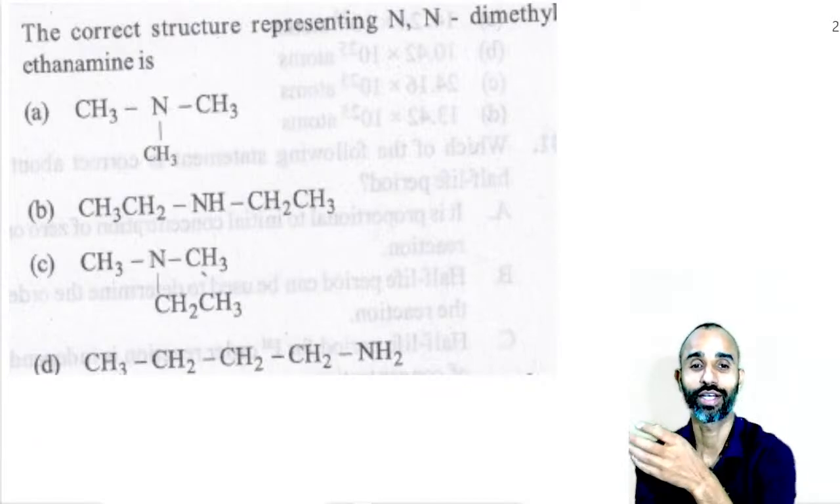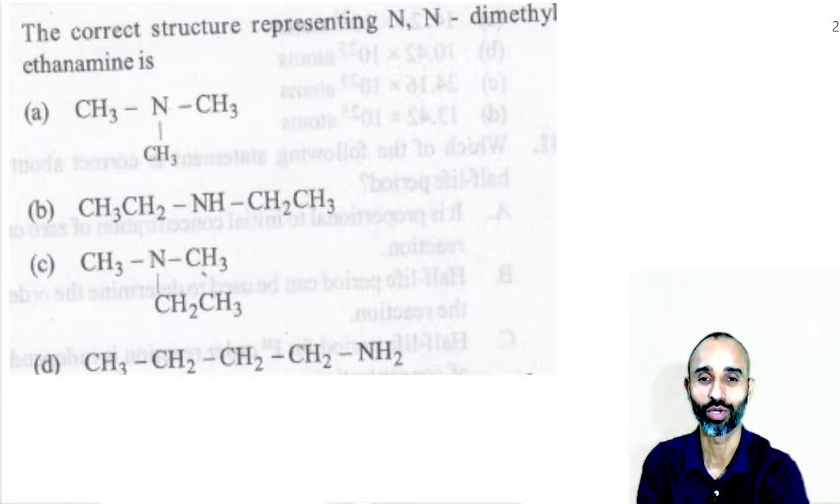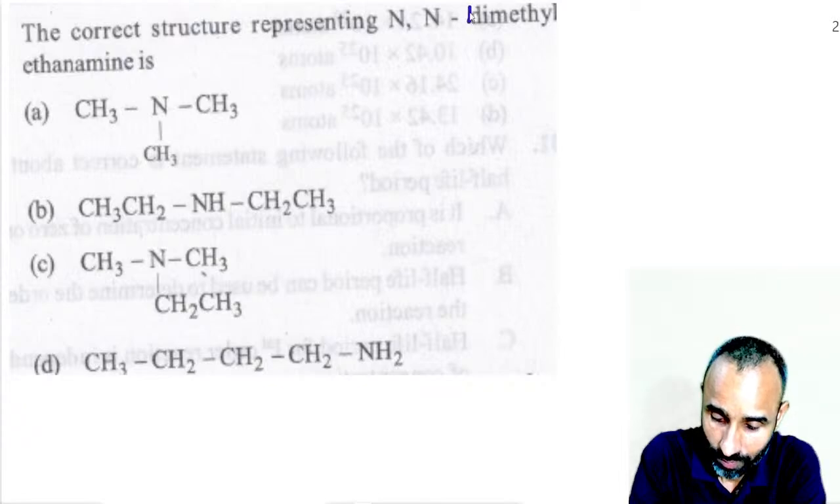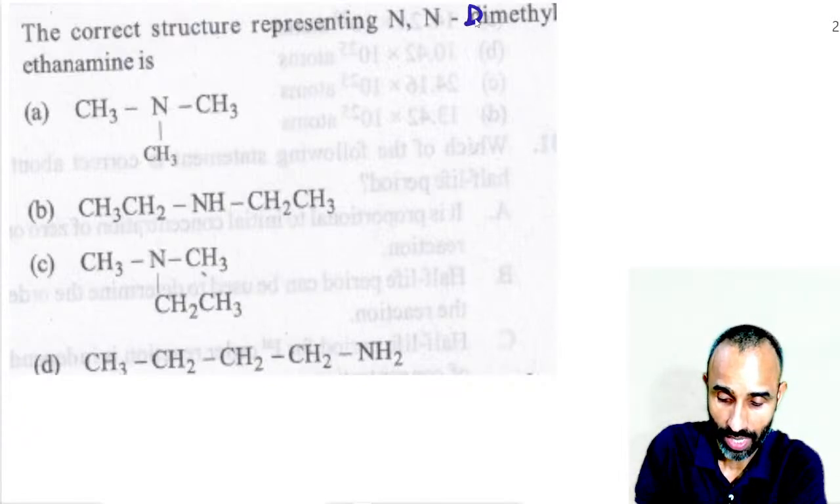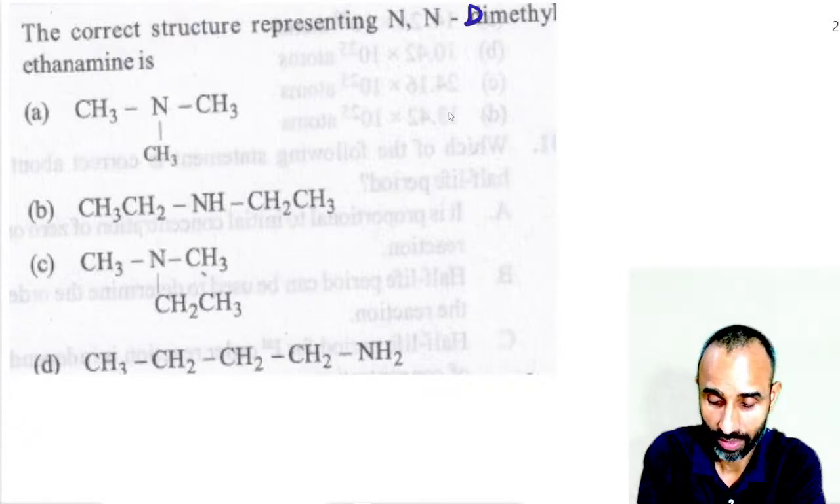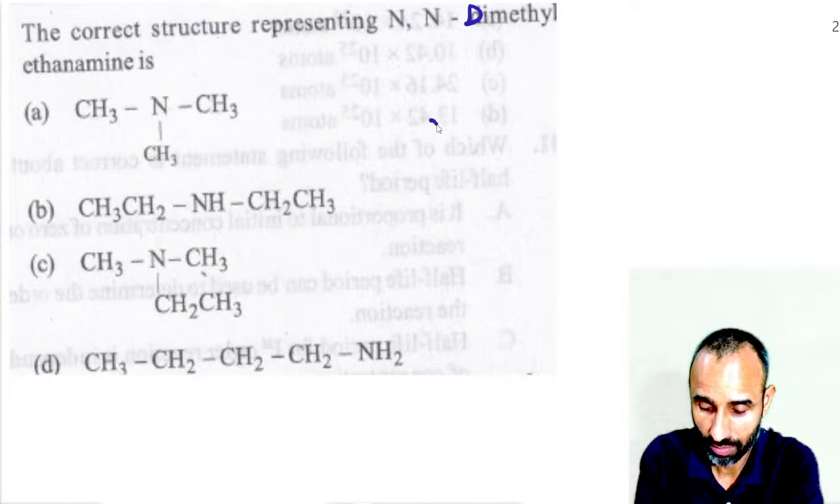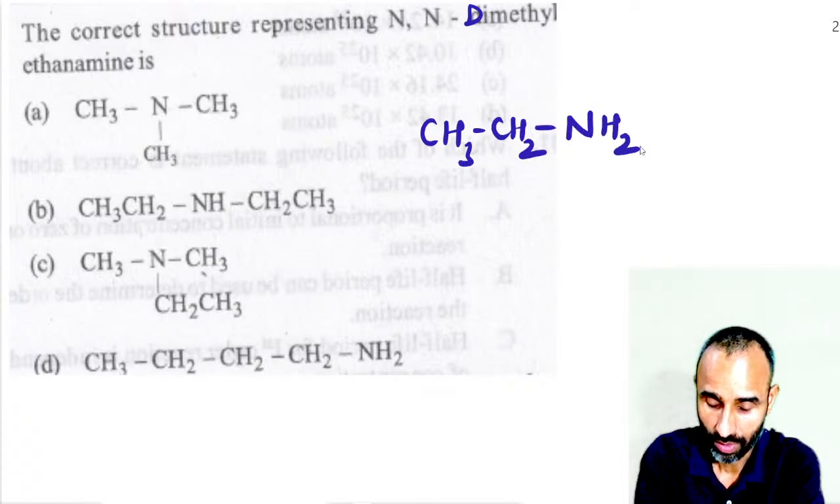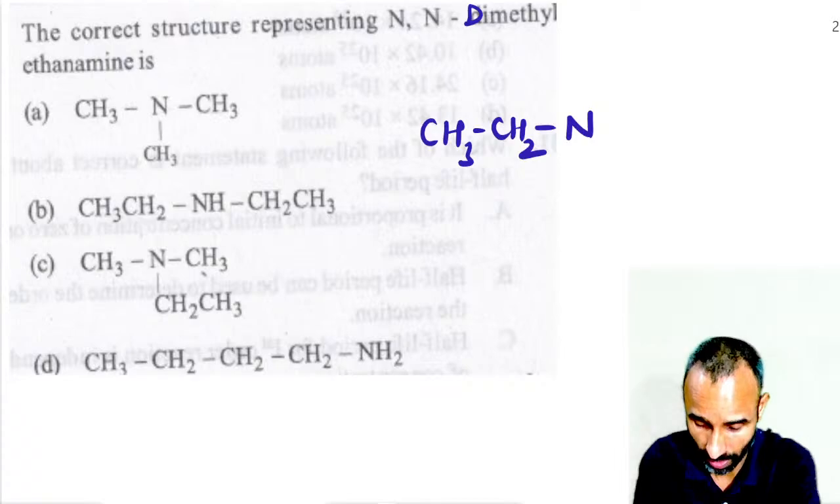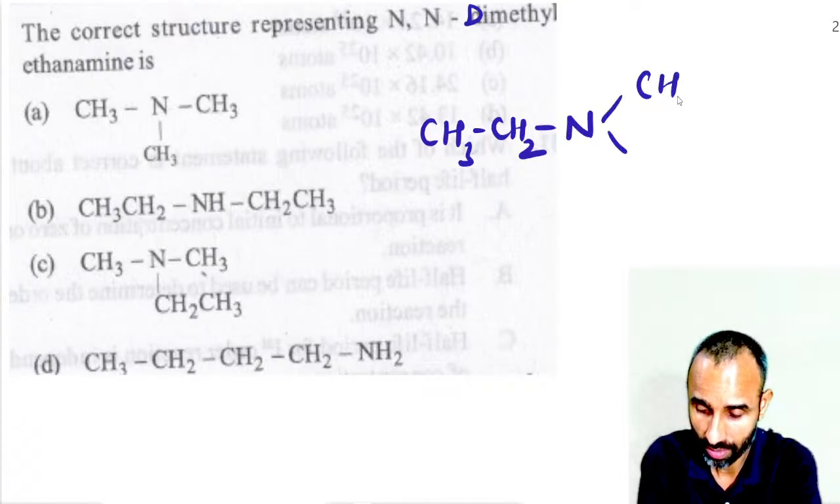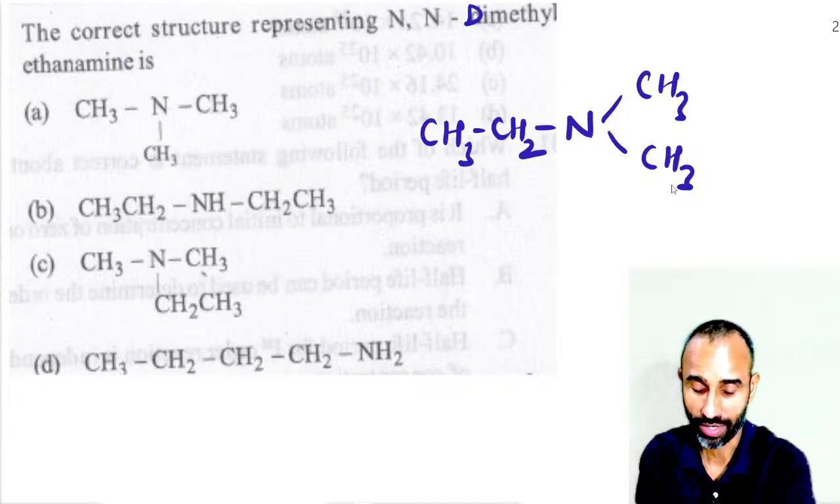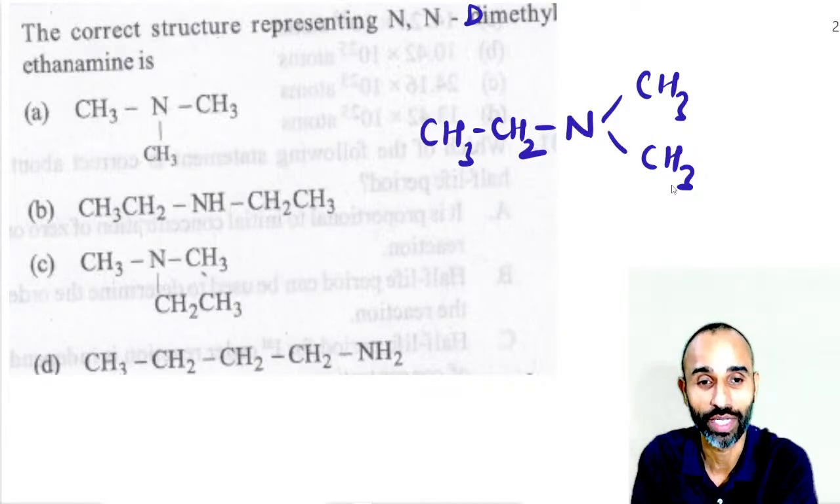What is the correct structure? This is the most simple question. Yes, sir. Option C. N,N-dimethylethanamine. The parent is ethanamine, so it is CH3CH2NH2. Now on the nitrogen, both the hydrogens are replaced by methyl. So it should be C.